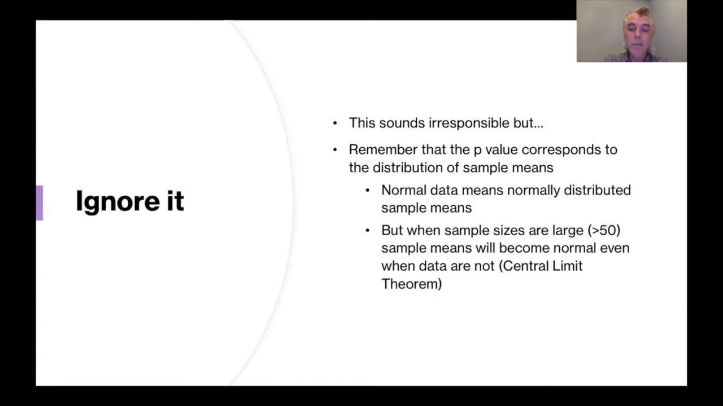In addition, it's important to remember that the p-value that we're calculating corresponds not to the distribution of the data, but to the distribution of sample means. And if you recall, if our data are normal, then our sample means will be normally distributed. But even if our data aren't normally distributed, those sample means might themselves be normally distributed as a result of the central limit theorem if our sample size is fairly large.